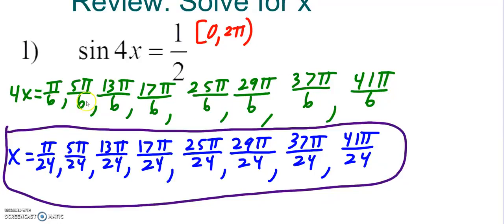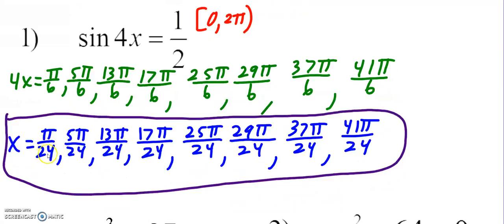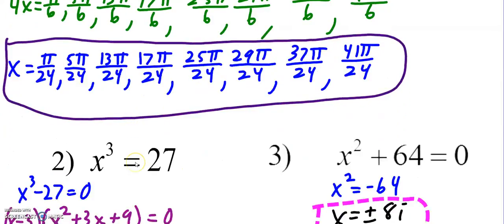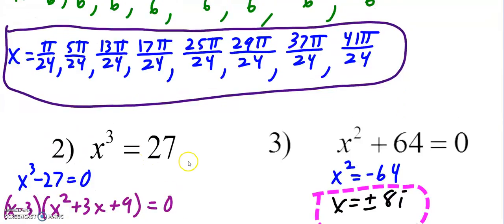Remember, all of these answers, all 8 answers here, equal 4x. So to find x, I just divide them all by 4. So I end up with my 8 answers of x equals pi/24, 5pi/24, 13pi/24, 17pi/24, 25pi/24, 29pi/24, 37pi/24, 41pi/24. Wow, that's a lot of pi/24.